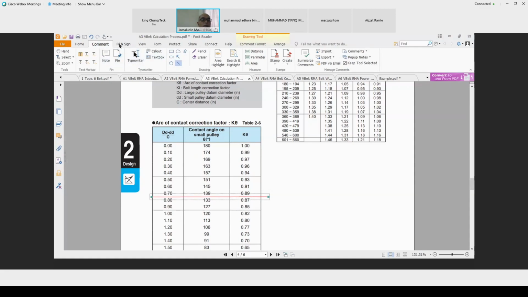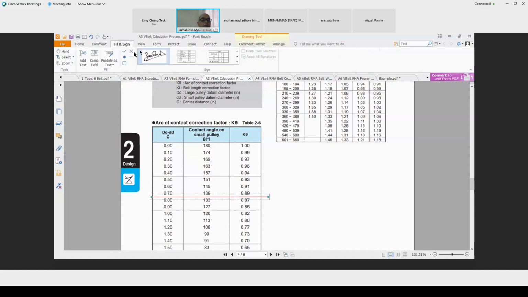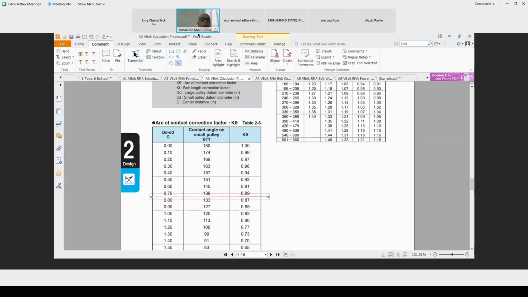That will be our K theta here. Okay, this is going to be your value here, and this is going to be your value here. You need to interpolate.